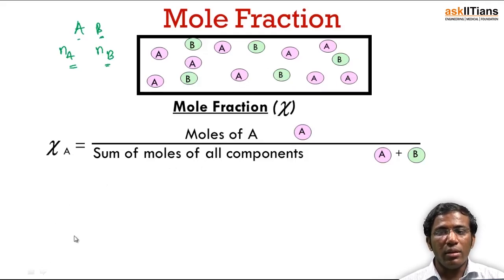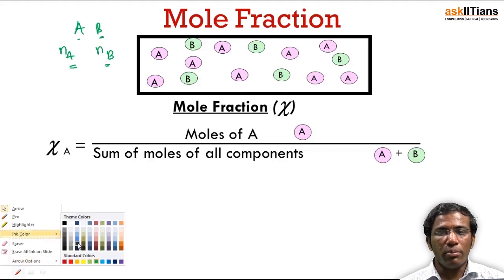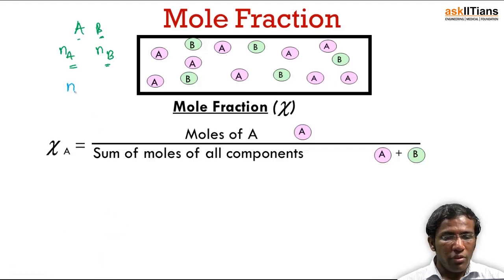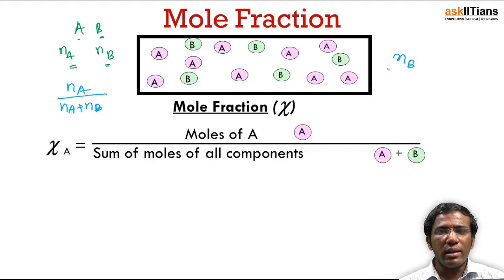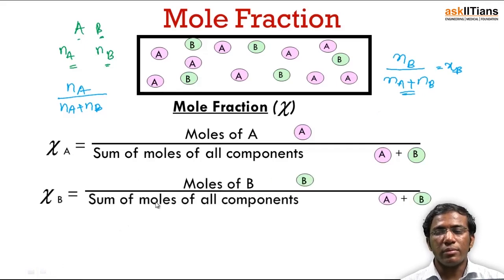Here, A and B, we have only two components. So the mole fraction of A is simply the number of moles of A divided by the total number of moles, that is Na plus Nb. Similarly, you can calculate the mole fraction for B, that is the number of moles of B divided by the total number of moles in the solution. So Nb by Na plus Nb represents the mole fraction of B.